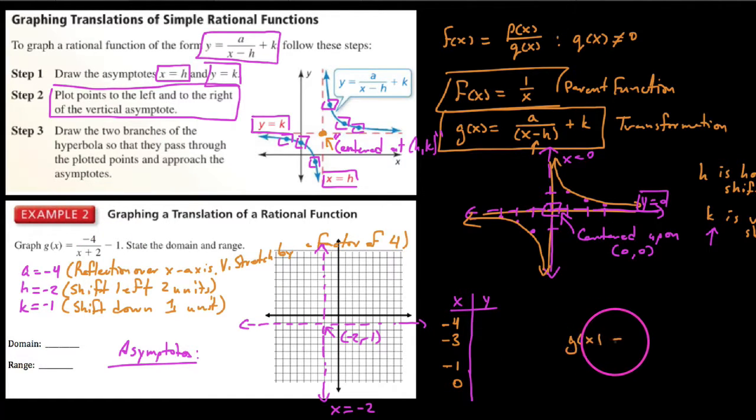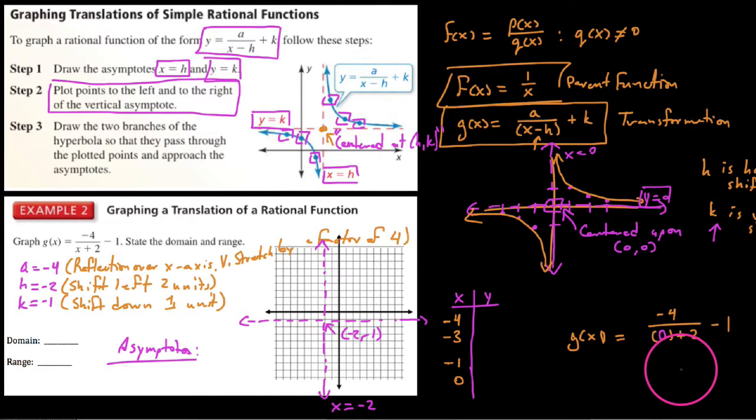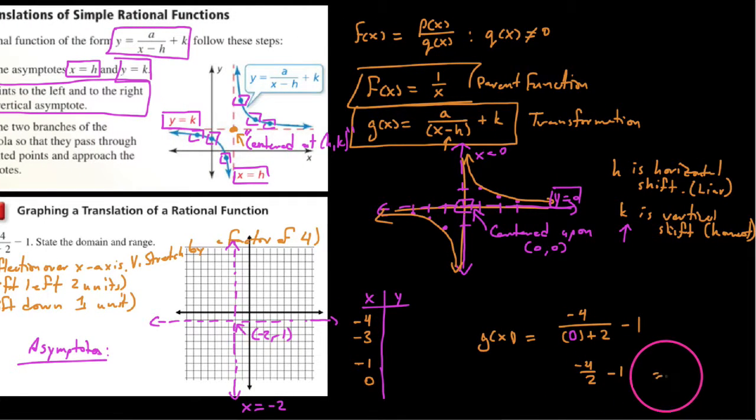Our function g of x, our rule, is -4 over x plus 2, plus 2 minus 1. And so when we plug these in, we say start with 0. We're going to get -4 over a positive 2 minus 1. So we end up with -2 minus 1 here. We get -3. And so -3, we got that when we plugged in 0 here. So we'll put that right there.